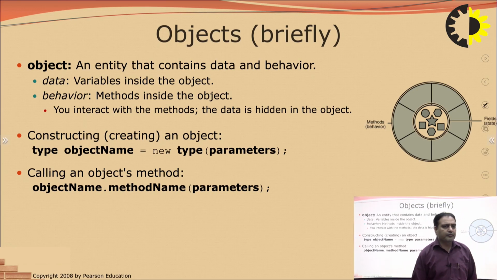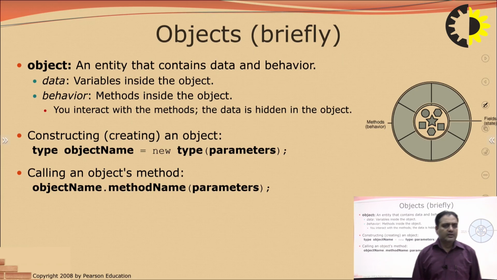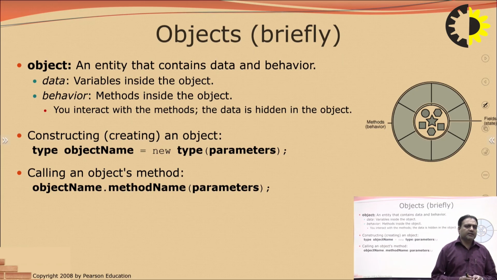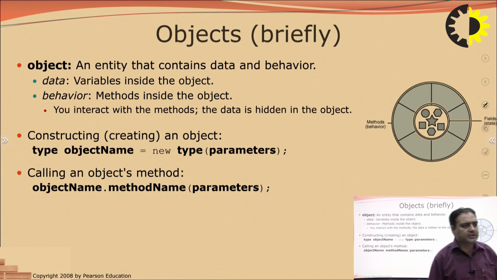And what is the behavior? Behavior means the object's behavior. We can create the object's behavior by creating different methods, and through these methods we can create the behavior of the objects. And constructing objects: we can create the objects through this statement, type objectName = new Type(parameters). Here there are different types of parameters available.